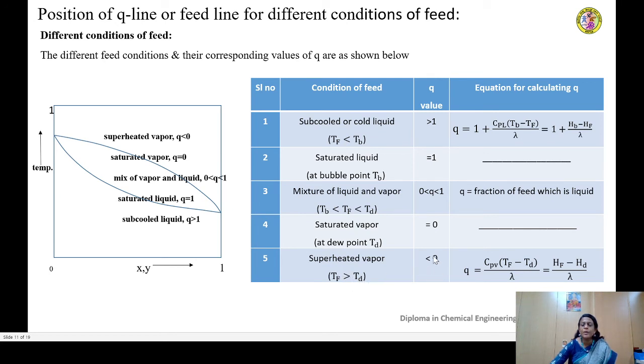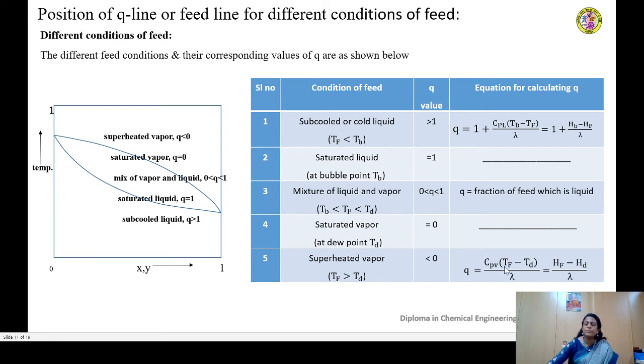So here the Q value will actually be a negative value. It will be less than 0. Here, the Q value is calculated using this equation. Q is equal to CPV (Tf minus Td) divided by lambda. CPV is the specific heat of vapor, Tf is the feed temperature, Td is the dew point temperature. Also this is equal to (Hf minus Hd) divided by lambda. Hf is the enthalpy of feed, Hd is the enthalpy of feed at the dew point, lambda is the latent heat of vaporization at temperature Tf.